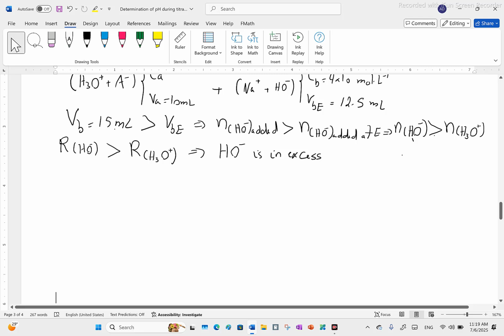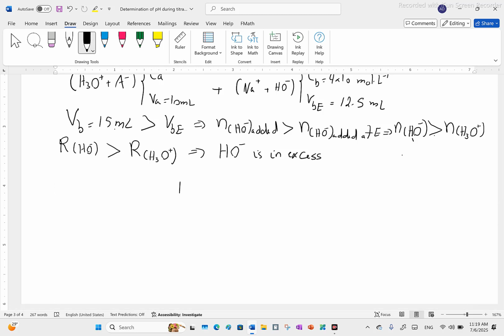We should determine the concentration of HO⁻ to deduce the pH. We write the equation of the titration reaction: H3O⁺ + HO⁻ give 2H2O. Number of moles introduced: CAVA for acid, CBVB for base, excess for water. Number of moles left.